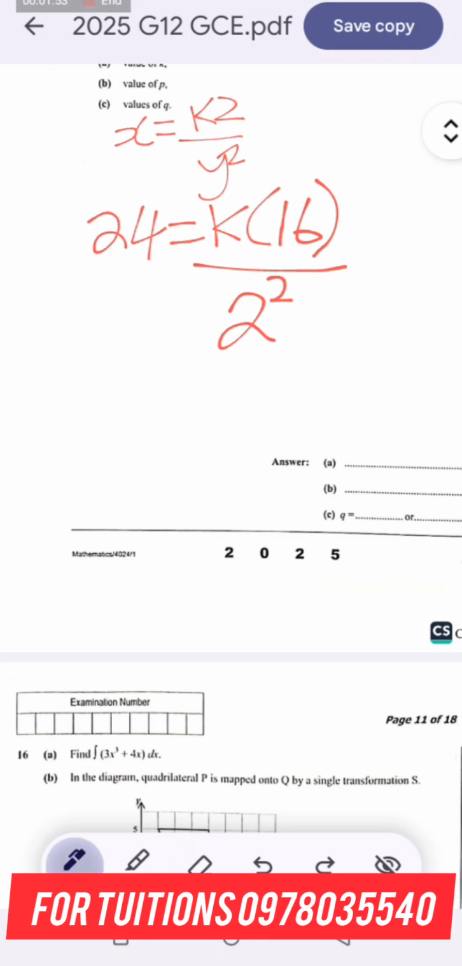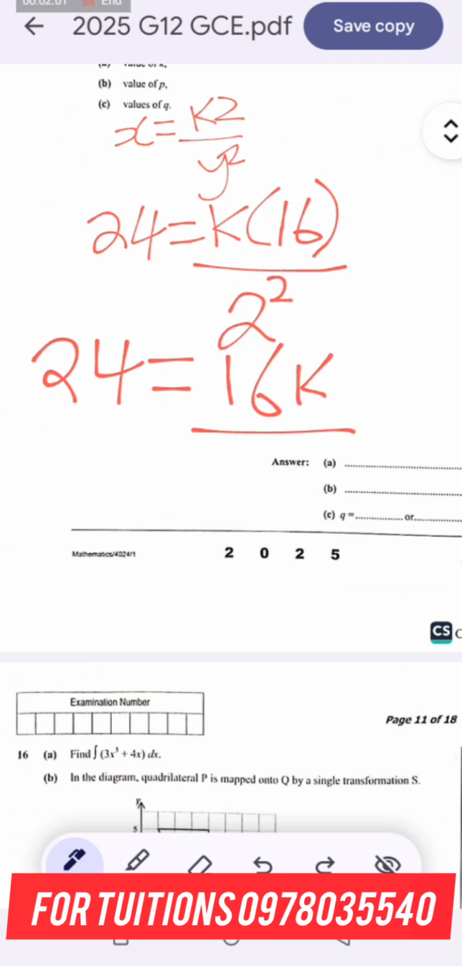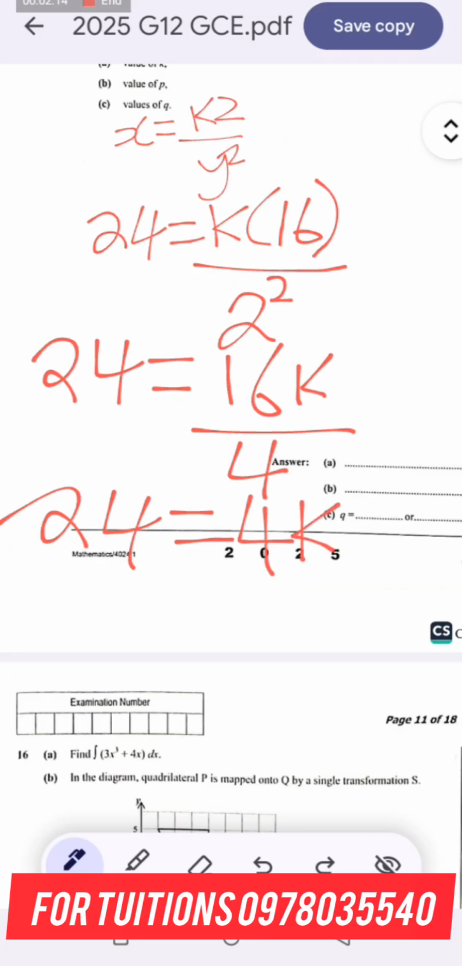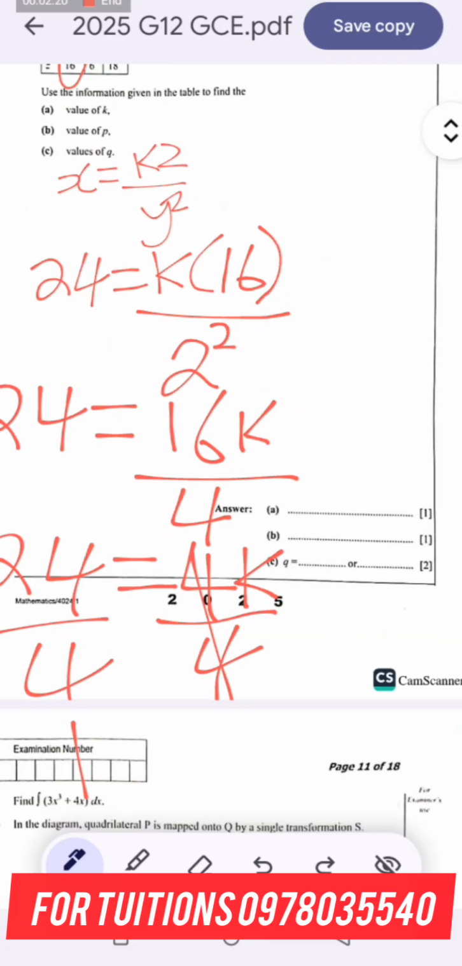We have 24 there, like you can see, equals k times 16, 16k, over 2 power 2. What is 2 power 2? 2 power 2 is just 4. Now, if you look at this other side, this number 4 can go into 16 how many times? 4 times. So we're going to have 4k, right? Then how do you find the value of k? You just divide by 4. Even there, you divide by 4.